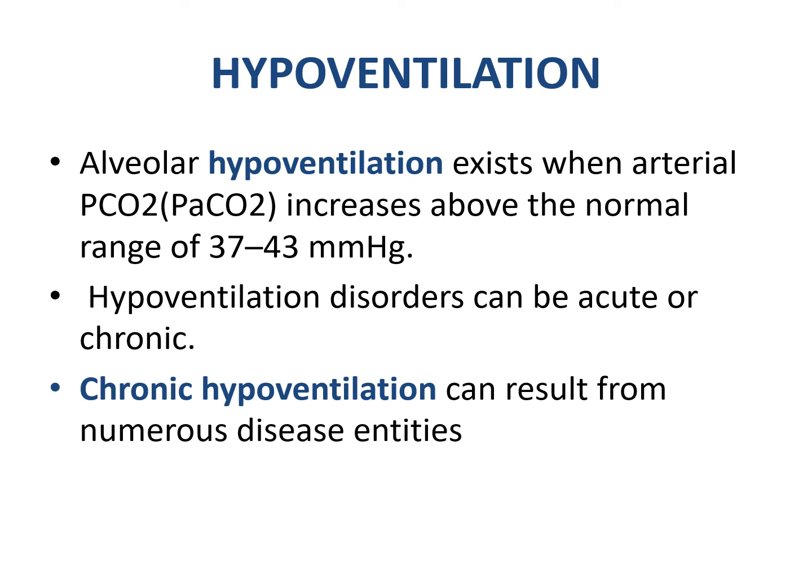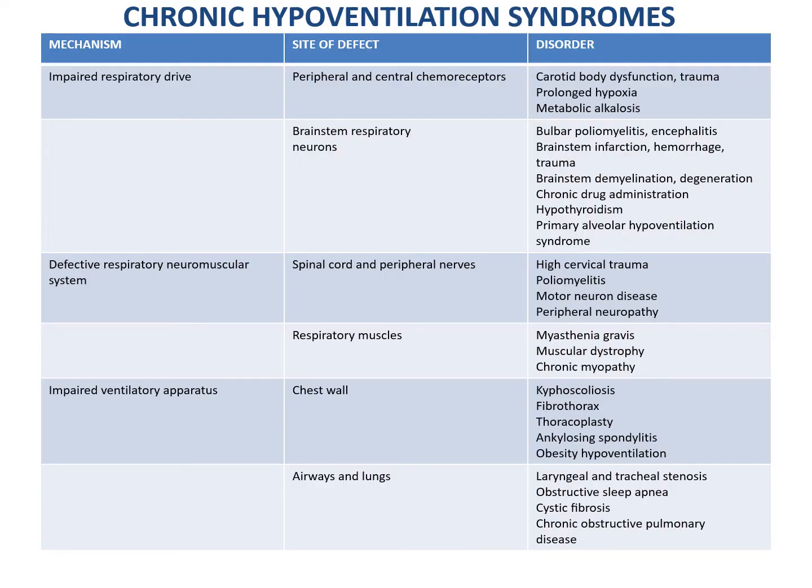Alveolar hypoventilation exists when arterial PCO2 increases above the normal range of 37 to 43 millimeters of mercury. Hypoventilation disorders can be acute or chronic. Chronic hypoventilation can result from numerous disease entities. You see here chronic hypoventilation syndromes.